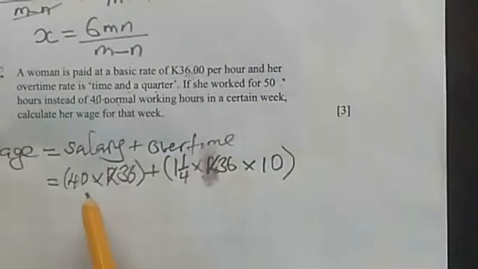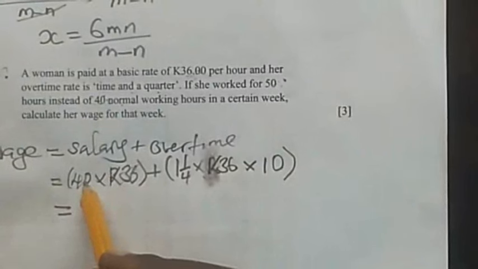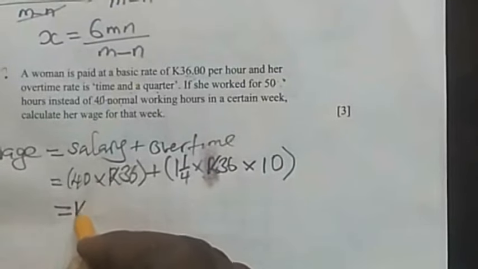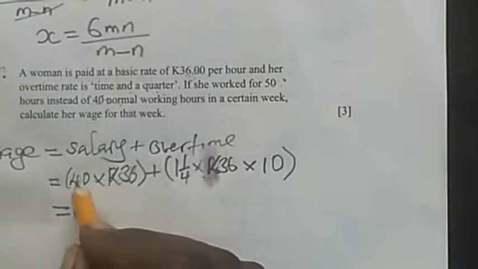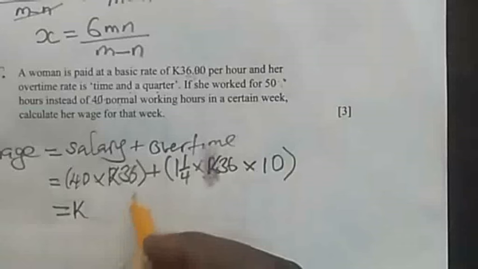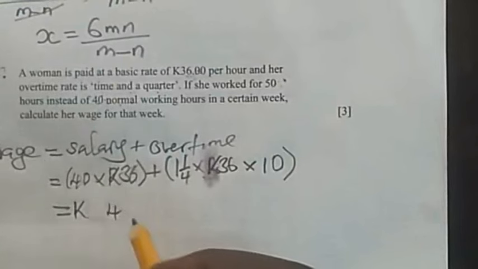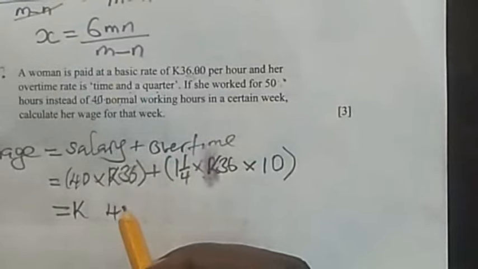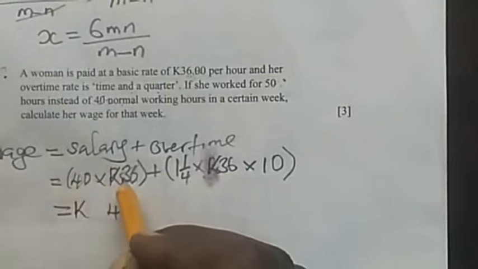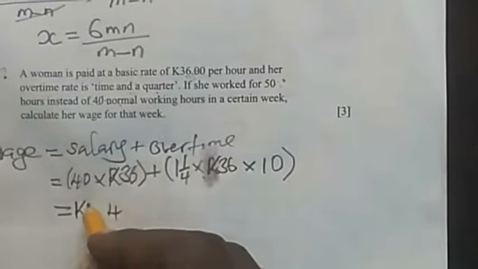Then we are going to multiply this. When we are multiplying, we ignore this 0 a bit, and we write in advance a kwacha sign. 4 times 6 will give us 24, so I write 4 and carry 2. Then 4 times 3 will give us 12, and 12 plus the 2 we carried gives us 14.